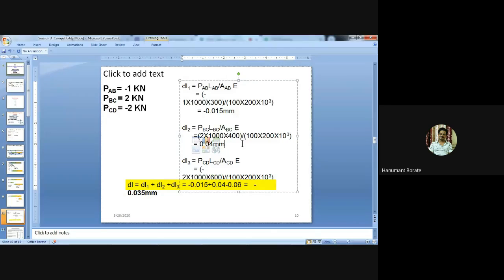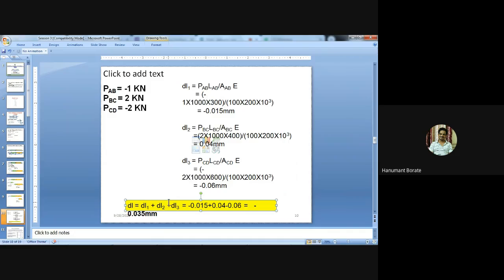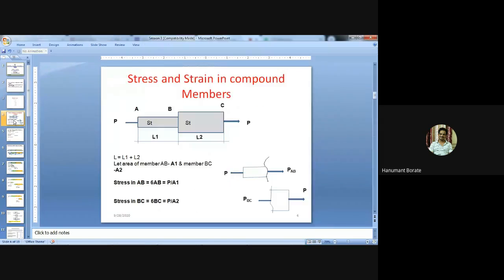Okay, so in this way we'll get the value of delta L1, delta L2 and delta L3. If we add all the deformations, we'll get the total deformation, and the value of total deformation is 0.035 mm. So with just a simple calculation, we can find the deformation in a compound member system.